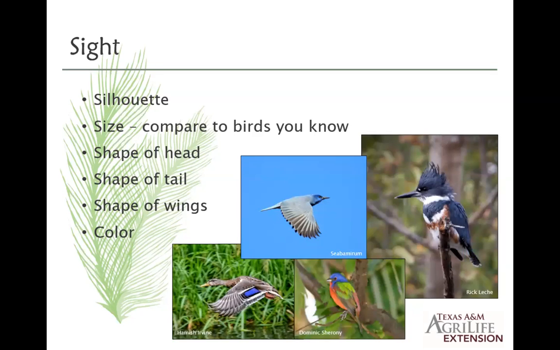Here's a couple of different birds with very vibrant colored wings. As you can see, this painted bunting in the bottom middle picture has a different coloring than the other birds in the picture. Color is another good example of something that is abundant in the bird world.